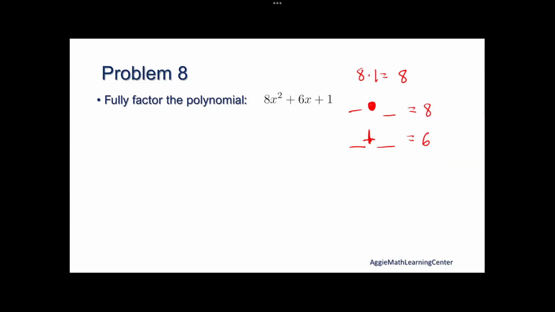2 and 4. Okay, let's try it. 2 and 4 do multiply to 8, and 2 and 4 add to 6. Perfect. Okay, so what would we do from here? Just split the 6 into 2 and 4. Exactly.